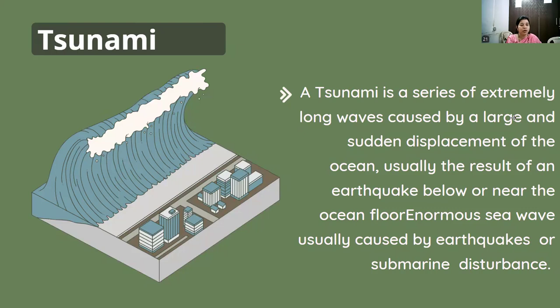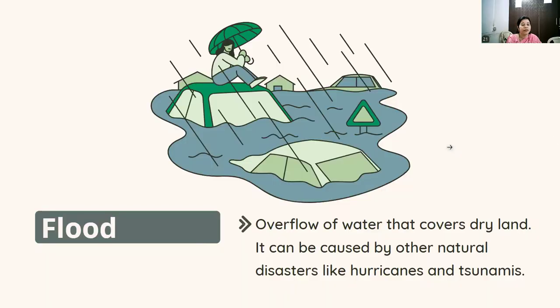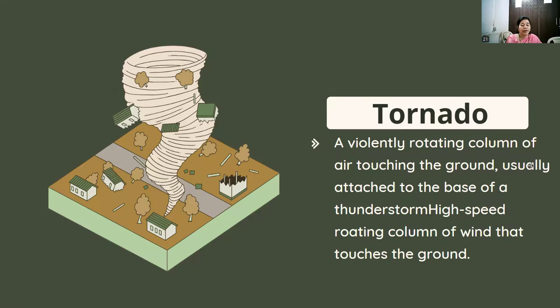The next natural disaster is tsunami. Everyone knows the concept of tsunami, which is a series of extremely long waves caused by a large and sudden displacement of the ocean, usually the result of an earthquake below or near the ocean floor, where enormous sea waves are caused by earthquakes or submarine disturbance. Now the flood, everyone knows this. It comes during the rainy seasons, as it is the overflow of water that covers dry land, and it can be caused by other natural disasters like hurricanes and tsunamis. Now, tornado. This is another concept which not everybody knows much about, but still we go for it. A violently rotating column of air touching the ground, usually attached to the base of a thunderstorm, which comes with high speed and a rotating column of wind that touches the ground.